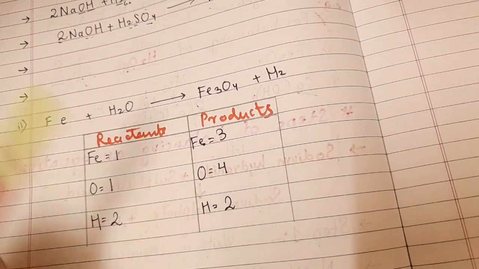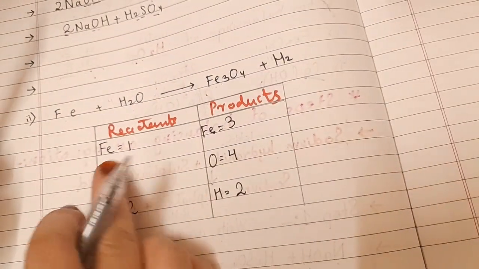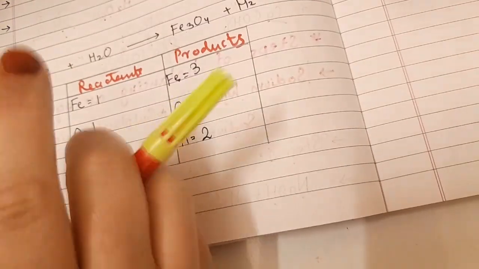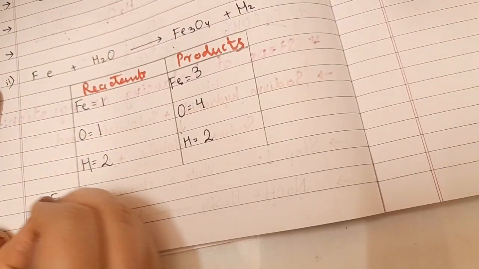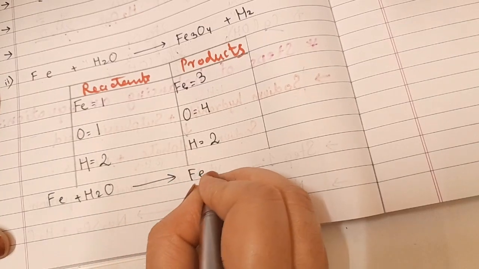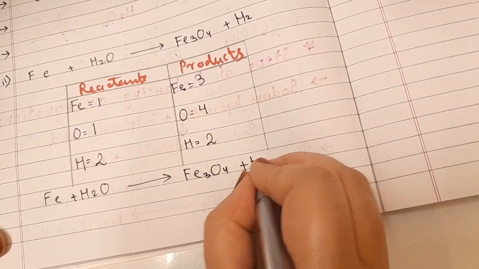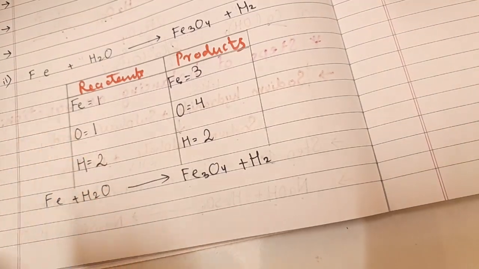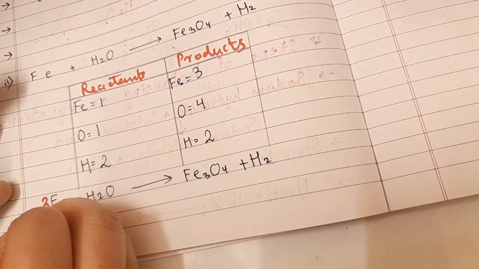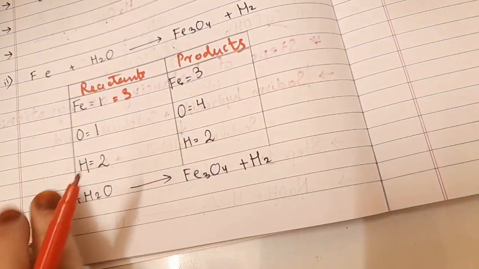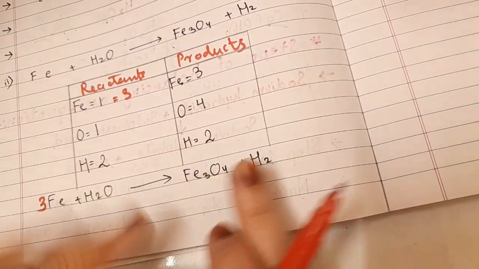So first we will balance the Fe. For balancing Fe, first I am writing the equation: Fe plus H2O gives us Fe3O4 plus H2. This is unbalanced. Okay, so first we will balance what? Fe. So for balancing Fe, on the reactant side we will put 3 here. Okay, that means now the metallic element Fe3 is balanced on the reactant and product sides.